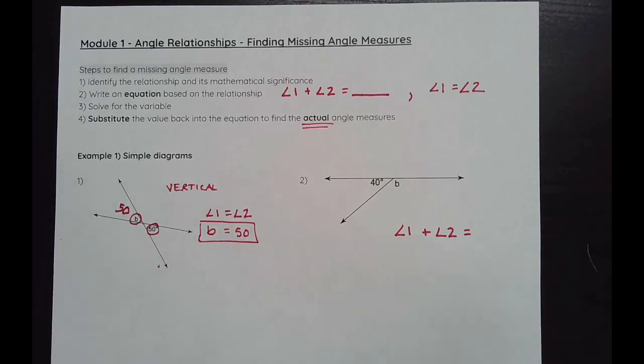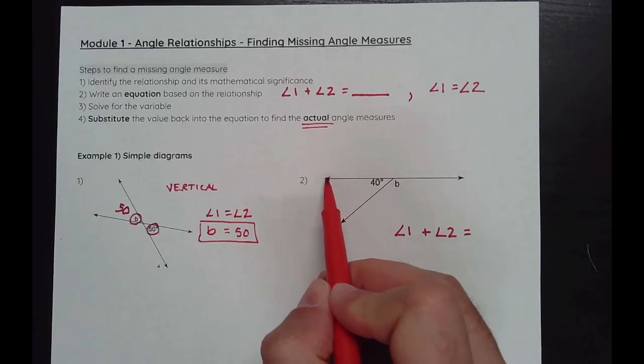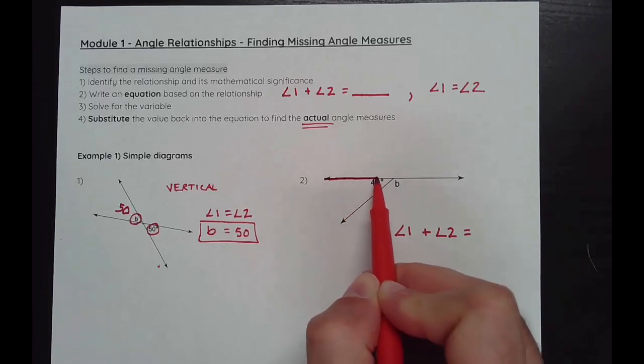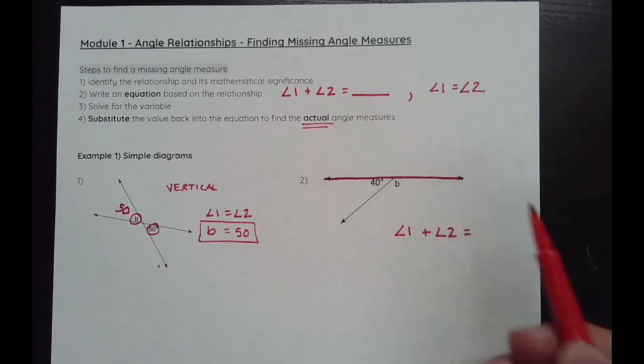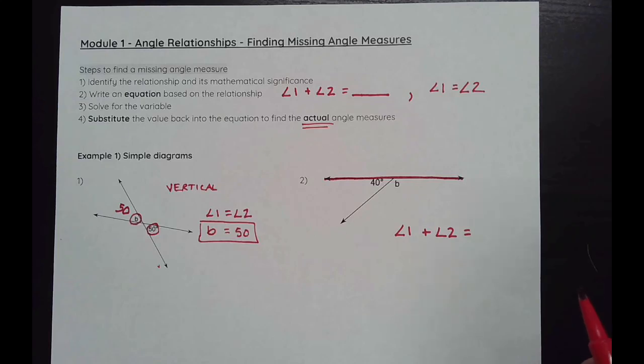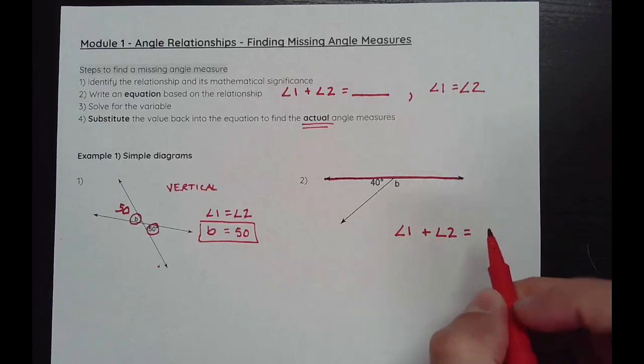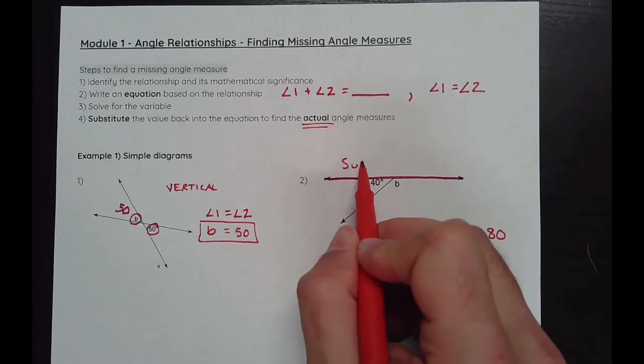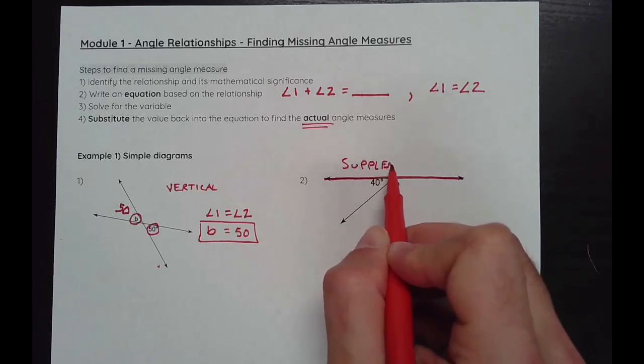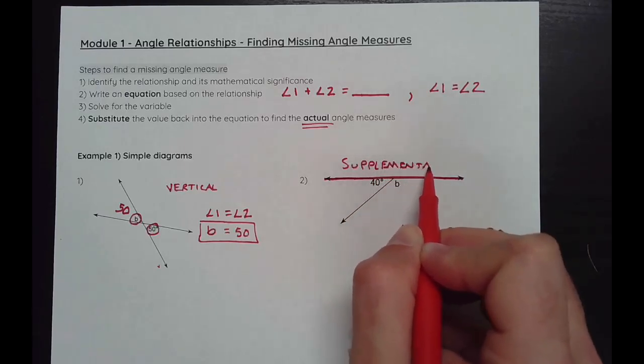Example 2. Here, I first want to identify my relationship. Looking at my diagram, I have supplementary angles because they form that straight angle when they're adjacent together. This tells me that angle 1 plus angle 2 is going to equal 180 degrees. Again, supplementary angles add to 180.